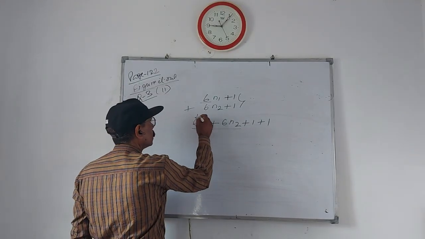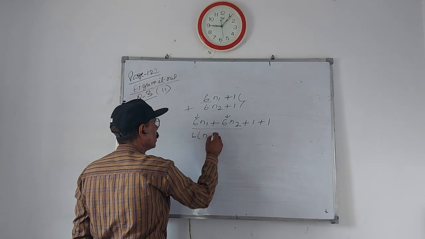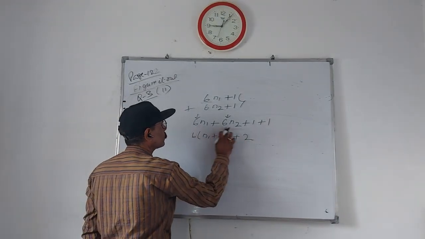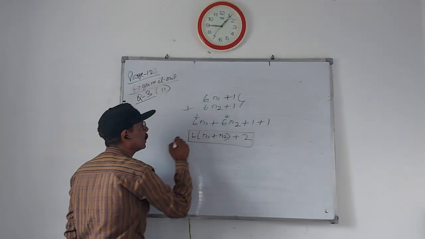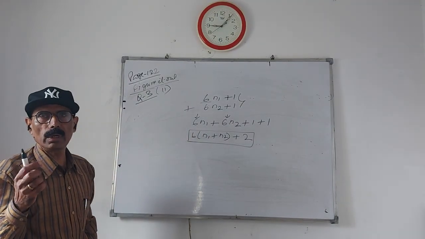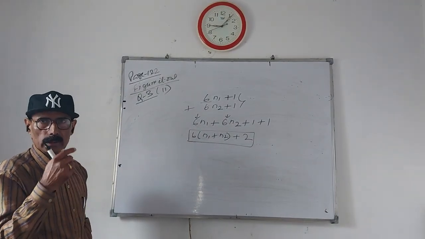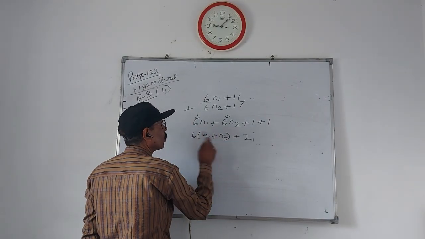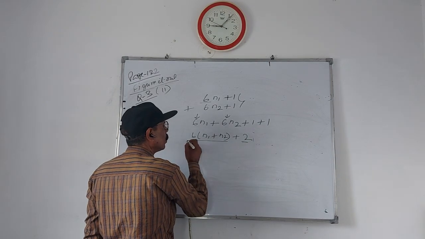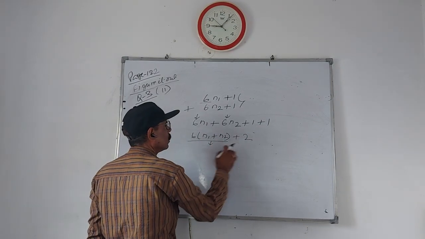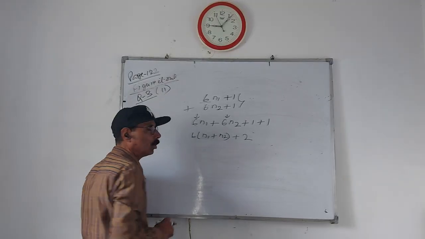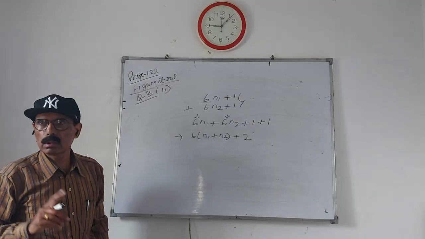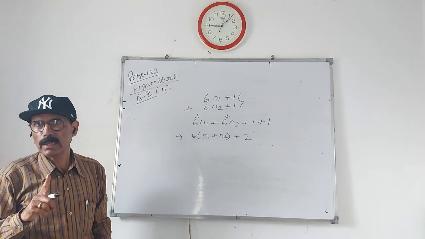So here 6 times (m1 plus m2) plus 2. In this case, this equation comes as the addition of two numbers which are not divisible by 6. Understood? In this case, 6 is not a common factor. Here 6 is there, here 6 is not. So in this case, this expression is not divisible by 6. Got it? Not divisible by 6.